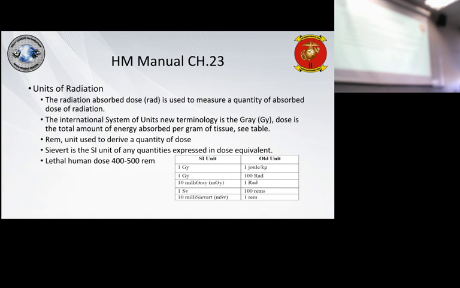Units of radiation. The radiation absorbed dose, the RAD, is used to measure a quantity of absorbed dose radiation. The International System of Units new terminology is the gray. Dose is the total amount of energy absorbed per gram of tissue. There's your table. The rem is the unit used to derive the quantity of the dose. The SI unit of any quantities expressed is the dose equivalent, and lethal human dose is 400 to 500.